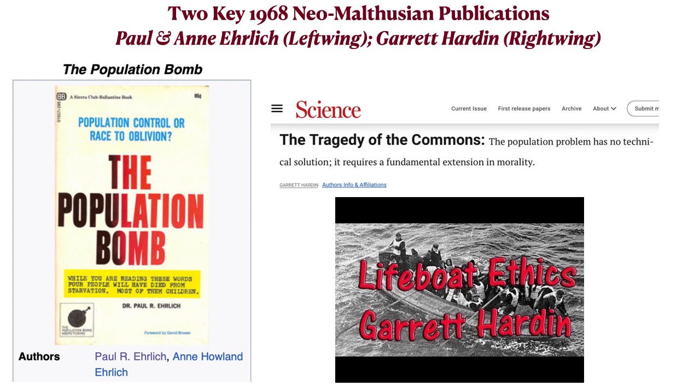So what the Ehrlichs argued was, again, a Malthusian view that the population is growing at such a rapid rate, it is going to overwhelm first the food supply, but also the supply of other resources. And as you can see on the cover here, while you're reading these words, 4 people will have died from starvation, most of them children. The Ehrlichs argued that the battle to feed humanity is over. There are going to be massive famines by the 1970s and 80s, which are going to basically undermine global economic growth. Garrett Hardin was also a Neo-Malthusian, but had a different take on it.